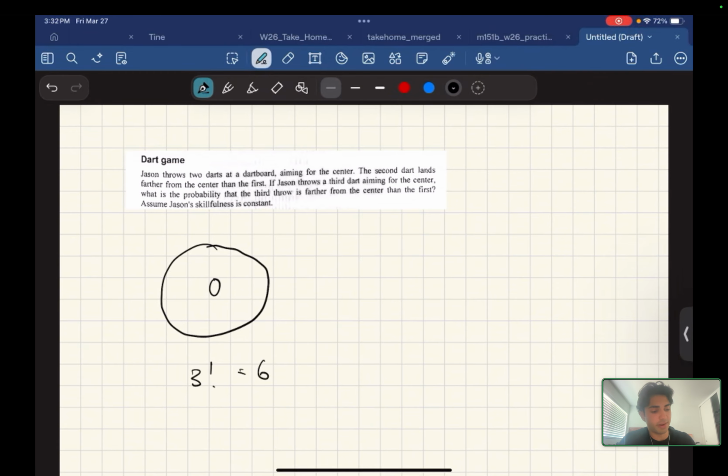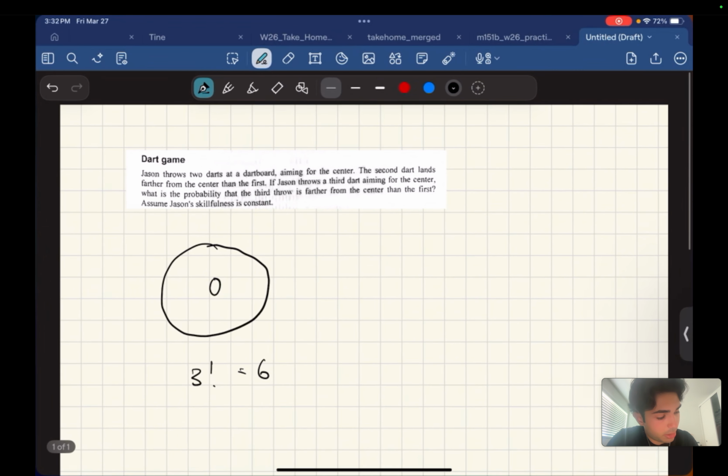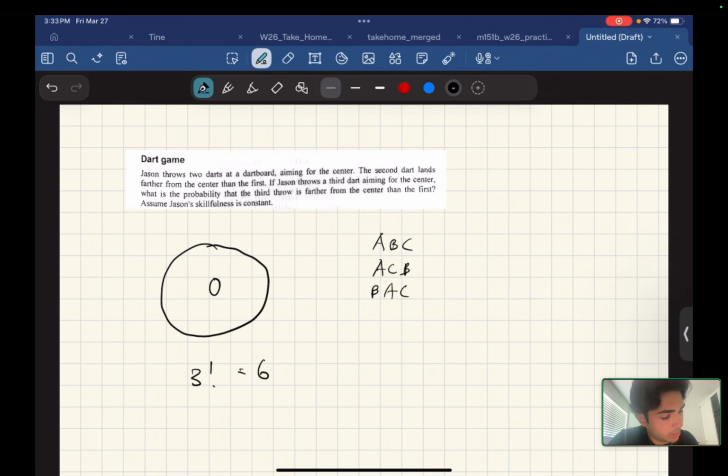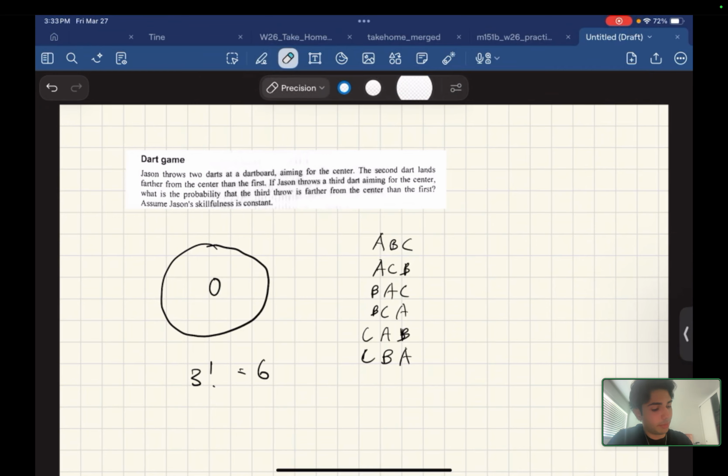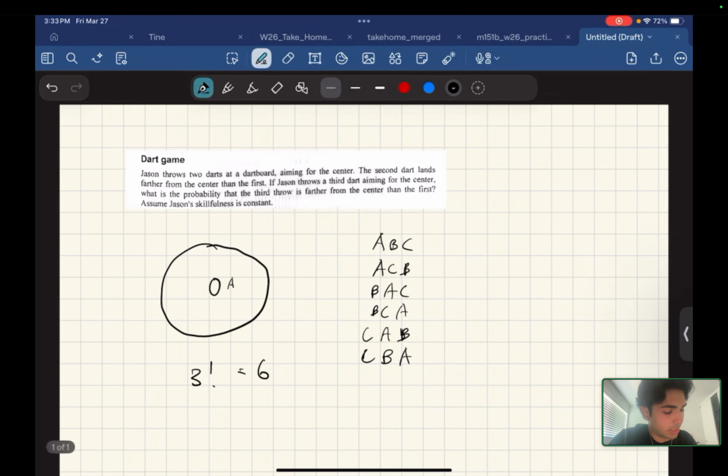6 ways, 3 factorial. For example, it can be A, B, C; A, C, B; B, A, C; B, C, A; C, A, B; and C, B, A. But we said that the first dart, dart A, is closer to the center than dart B. So the second dart is farther from the center than the first, our dart A. So we threw dart A, it went somewhere here, and then we threw dart B and it was here, farther from the center than dart A.